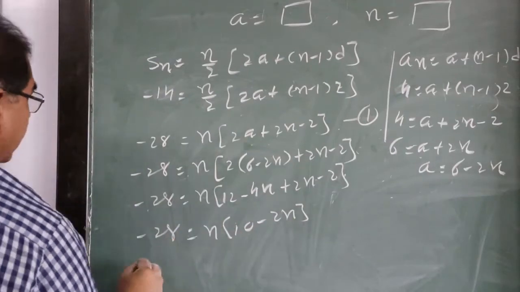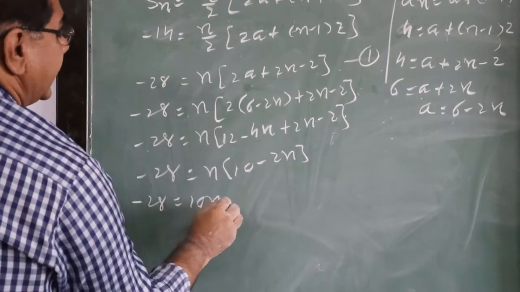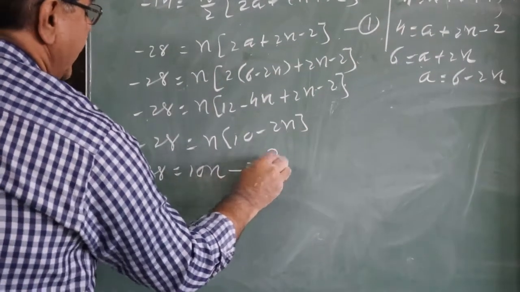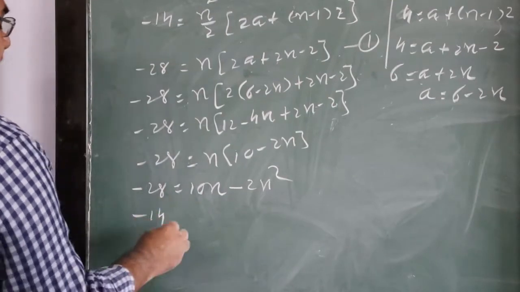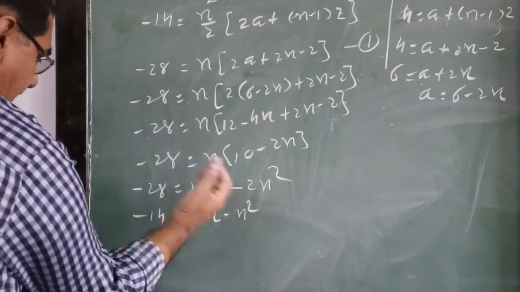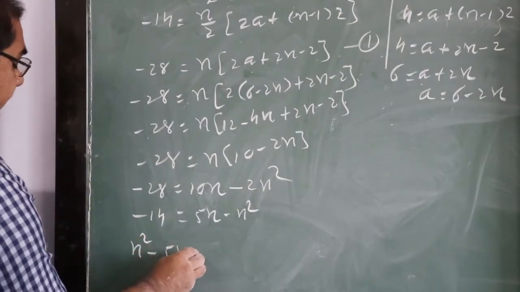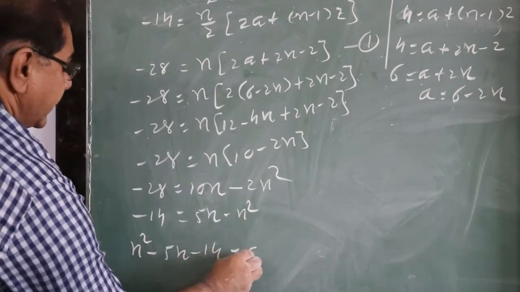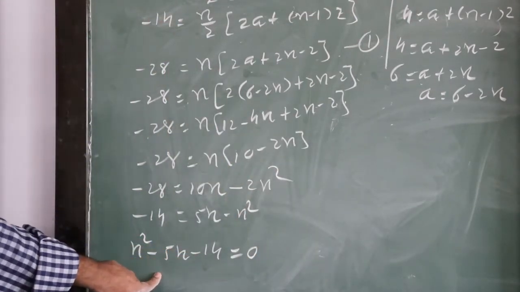So now we open up the bracket. Minus 28 is equal to 10n minus 2n square. If I take 2 common, minus 14 is equal to 5n minus n square. I change the side, n square minus 5n minus 14 is equal to 0. So now for minus 14 the difference would be minus 5.